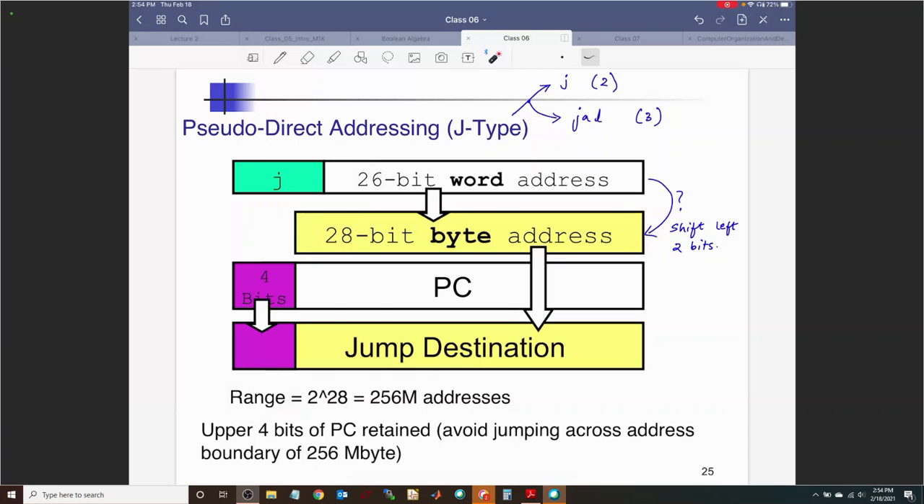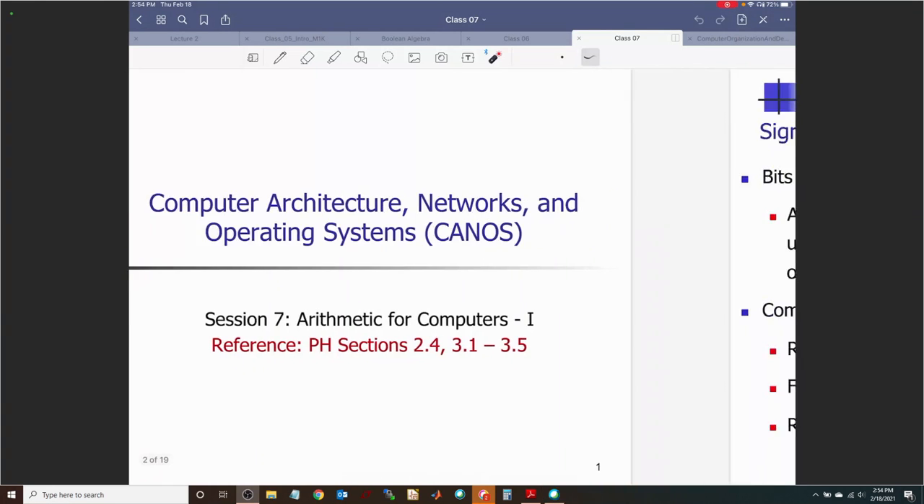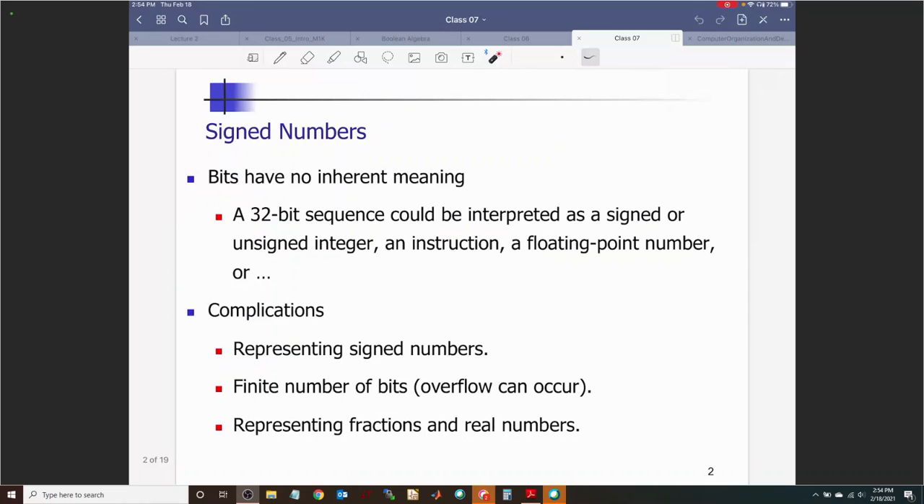All right, let's go back. Now, today we are going to be talking about arithmetic for computers. So when we talk about arithmetic for computers, we are going to look at the multiplication operation and the division operation, and how those operations get carried out by computer hardware. That's essentially what we are going to focus on for today. But before that, we also need a quick refresher on how we deal with signed and unsigned numbers. So do we use signed magnitude?